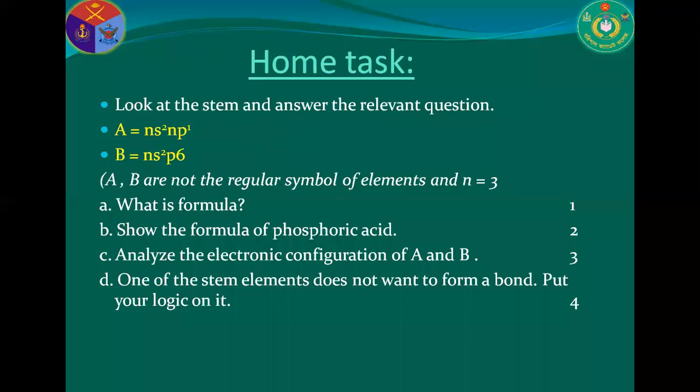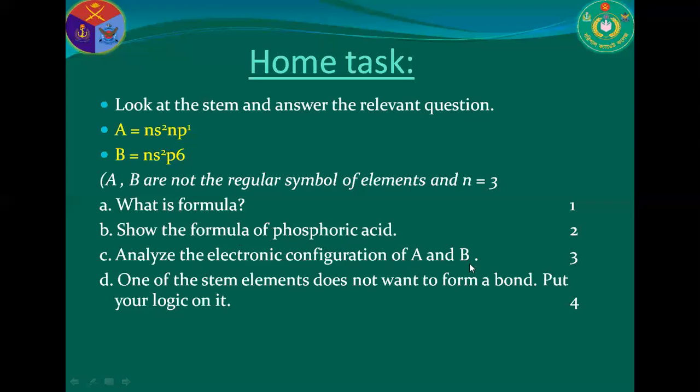There is a creative question. There are two elements given. One is aluminium, another is argon. So there are 4 questions here. What is a formula? By exchanging the valency of the elements, the combined atoms are called a formula. Show the formula of phosphoric acid, H3PO4, and it shows valency 1 for hydrogen and 3 because the valency of the phosphate ion is 3.